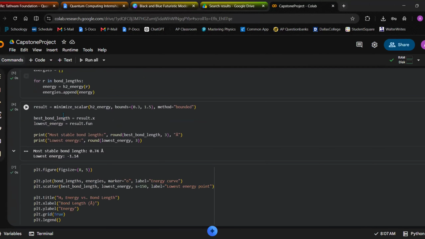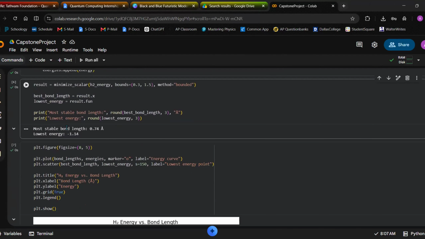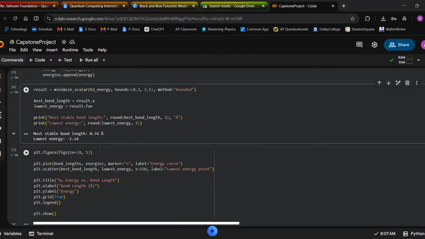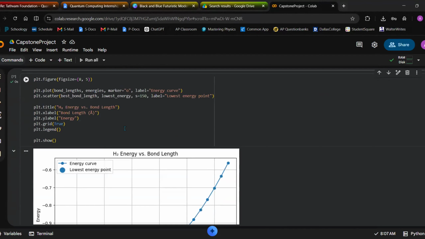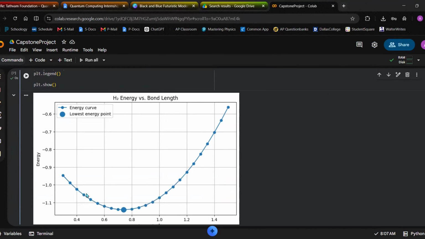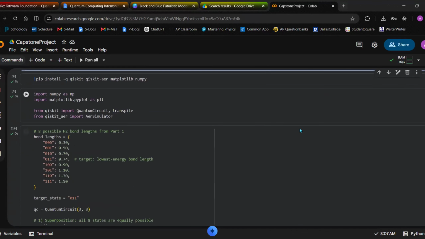And then the most stable bond length was just printed there, and then I made an array to plug in all the different lengths. Like I said, I had experience with graphs, so I printed it out, and the reason it's a U graph is because of it being quadratic.